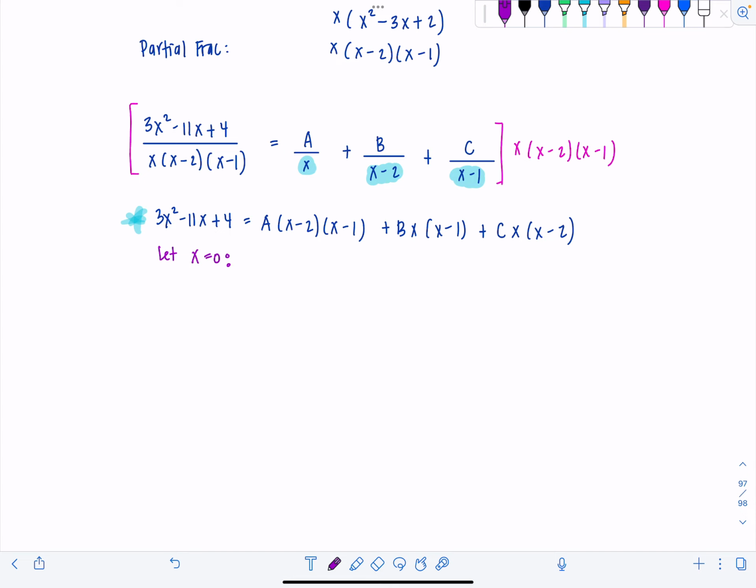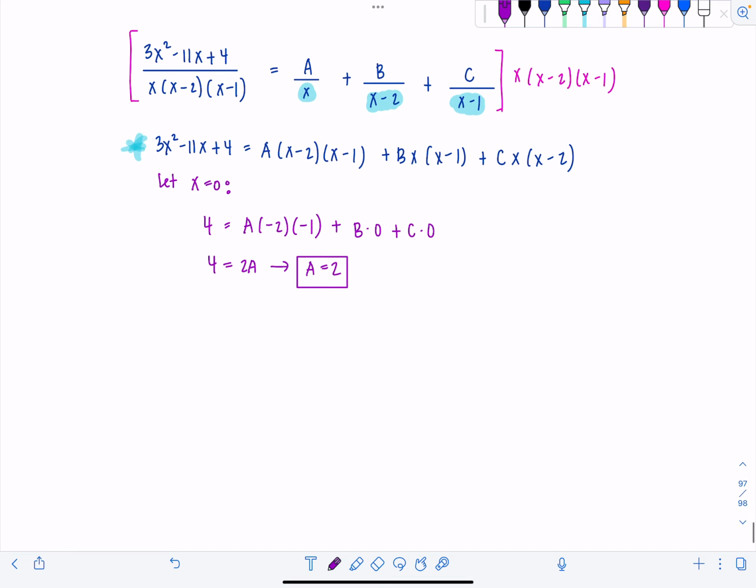And then on the left-hand side, if I plug in 0 for x, I'm going to have 4 equals A times negative 2 times negative 1 plus B times 0 plus C times 0. See how nicely that works out? So then we have 4 equals 2A. So A is 2. And then just repeat this process 2 more times.